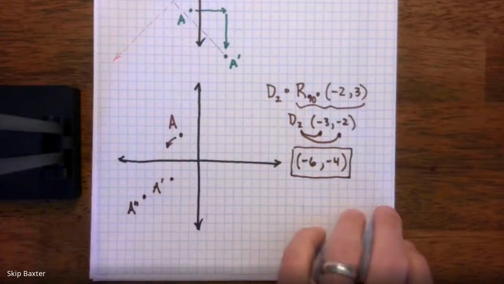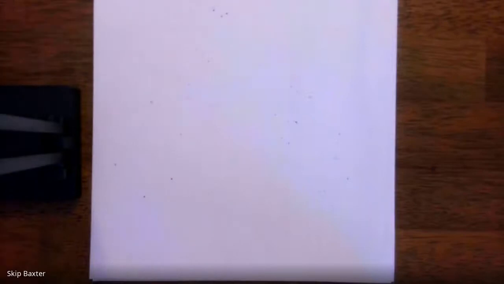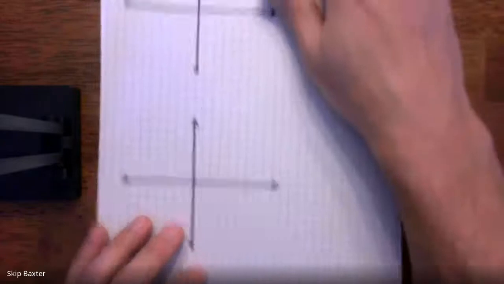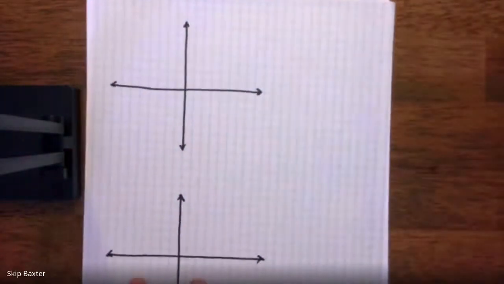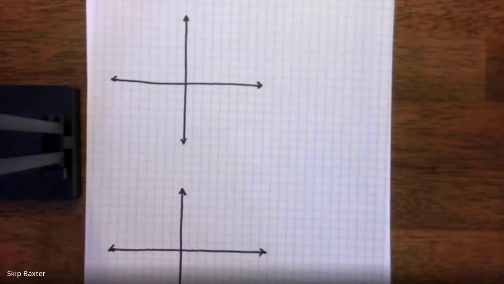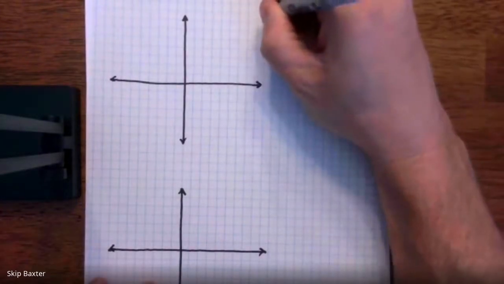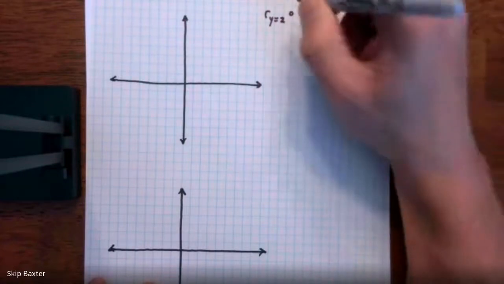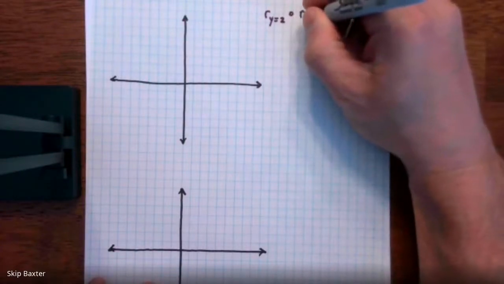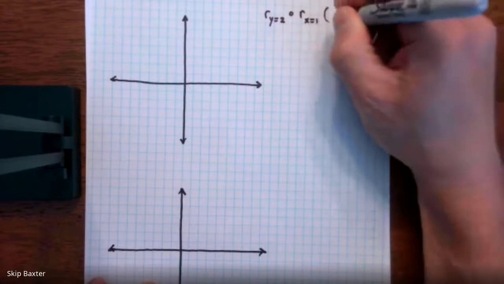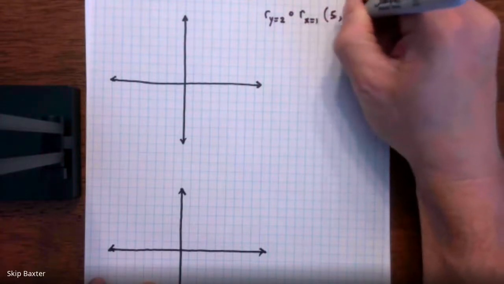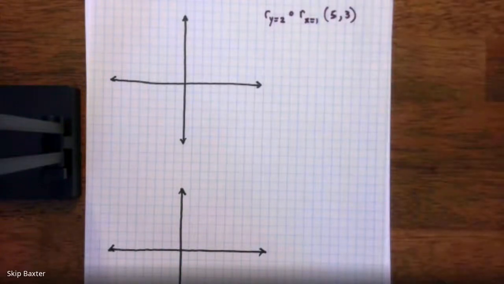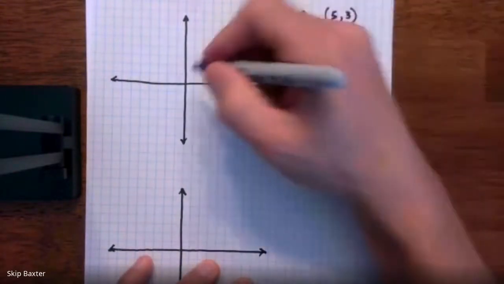Okay. One more example. You can also do a composition of transformations where you're doing the same type of transformation each time. That's perfectly fine, right? So for example, what if I have something like a reflection across y equals 2 composed with a reflection across x equals 1 of the point 5, 3. Again, I'm going to do this one first. I'm going to start with 5, 3.